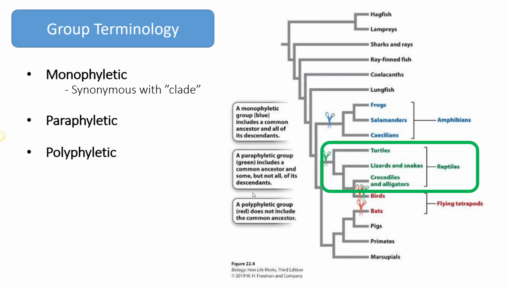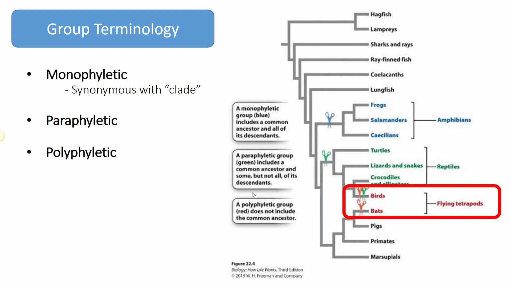Another group type is called a paraphyletic group, here shown in green. This includes a common ancestor in some, but not all of the descendants. Here we could see that the descendants of birds have been removed from the grouping under this common ancestor, so we have a paraphyletic group that includes the reptiles but excludes birds.